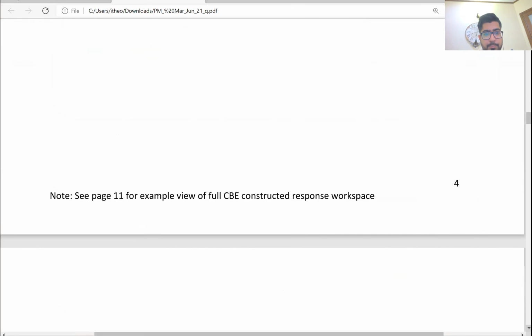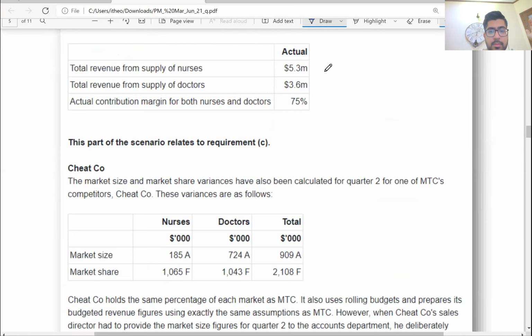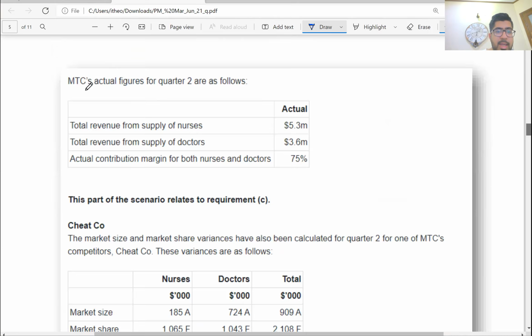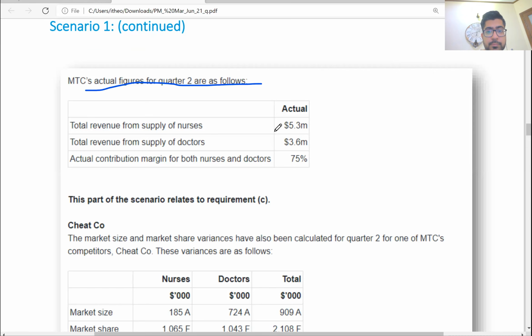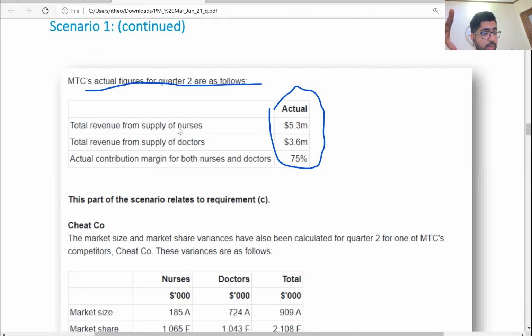Let's move forward with the question. MTC's actual figures for quarter 2 are as follows. Now you are provided with actual figures of quarter 2. If you look at the actual figures of quarter 2, actual revenue from nurses is 5.3 million. Actual revenue, this is for quarter 2, right? Revenue from doctors is 3.6, and the actual contribution margin is 75%. Okay, I will just write this information as well.